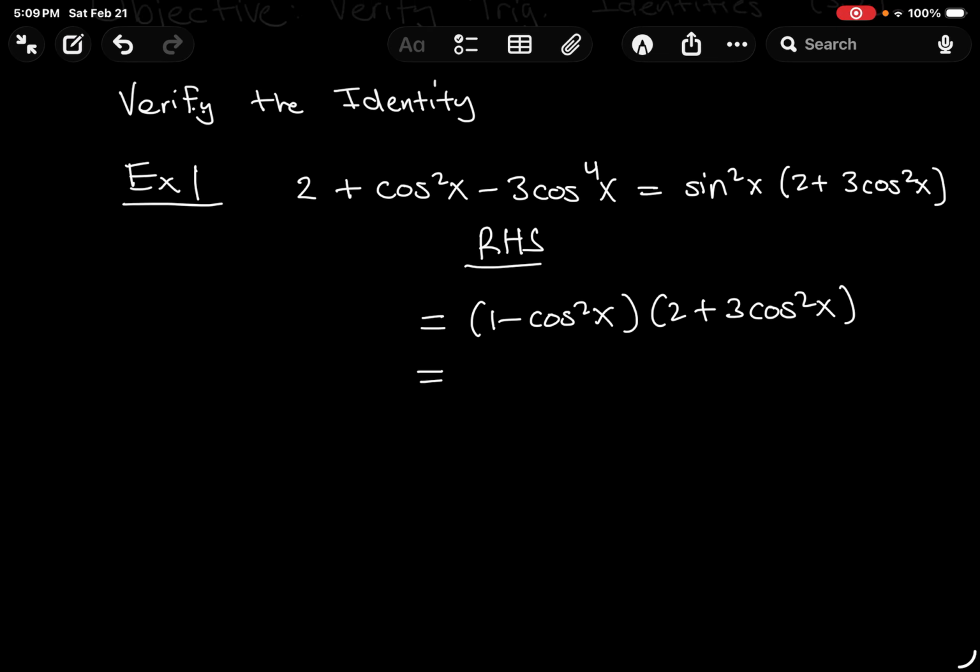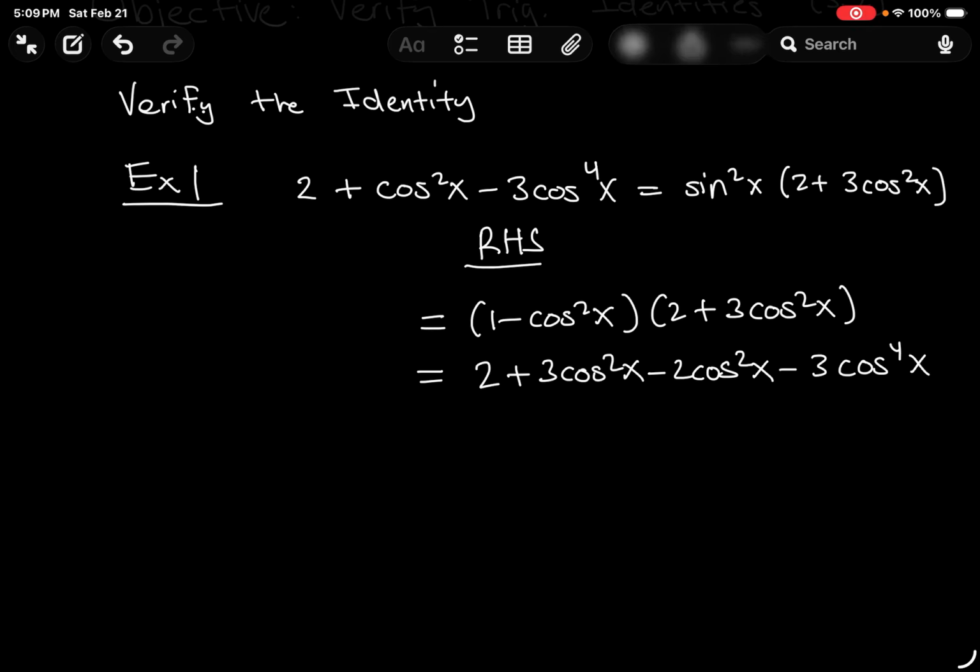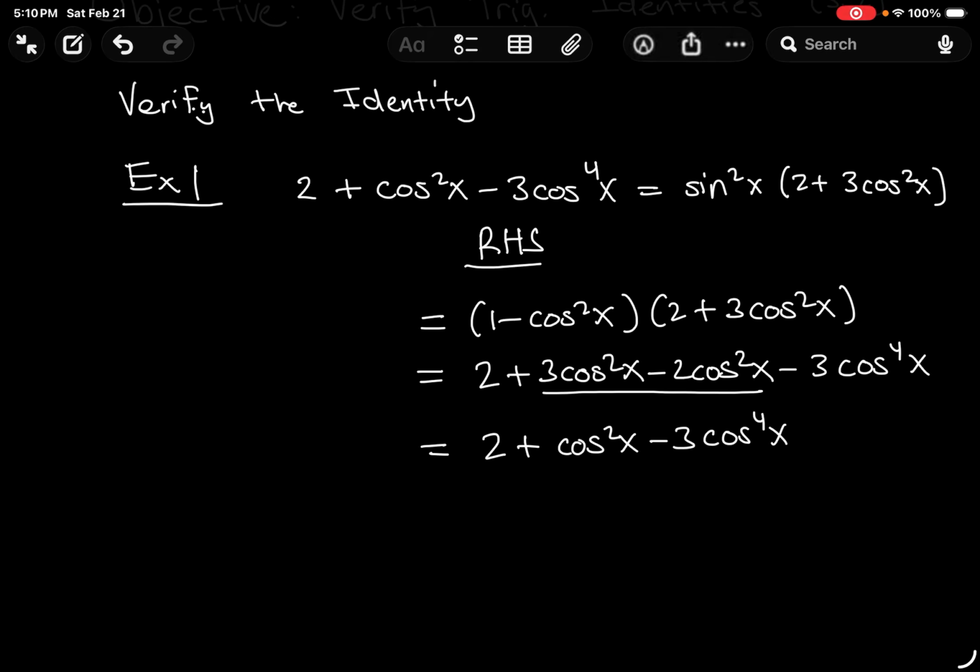And so let's do that. So 1 times 2, you'll get 2. 1 times 3 cosine squared, you'll get 3 cosine squared x. Multiply the inner terms over here, you're going to get negative 2 cosine squared x. And then if you multiply the last terms, you'll get negative 3 cosine to the 4th x, okay? So from here, when you FOIL, you can typically combine these middle terms, and that just simplifies to 1 cosine squared x, where I'm not going to write the coefficient 1. Typically, we don't do that. And now you can see that the right-hand side equals the left-hand side. Typically, I just use quotation marks to indicate that I'm done.